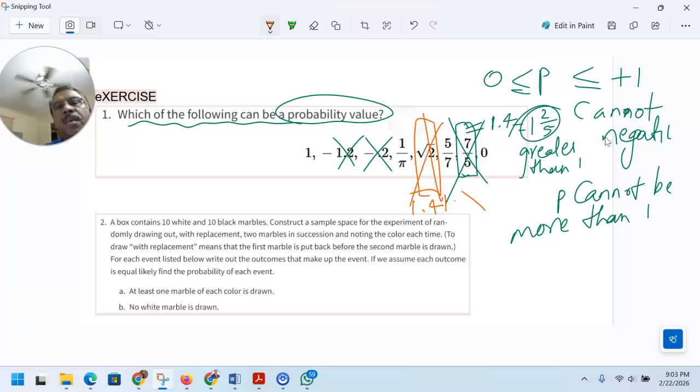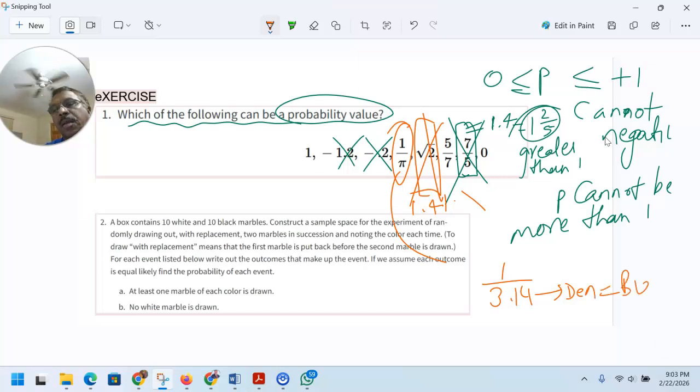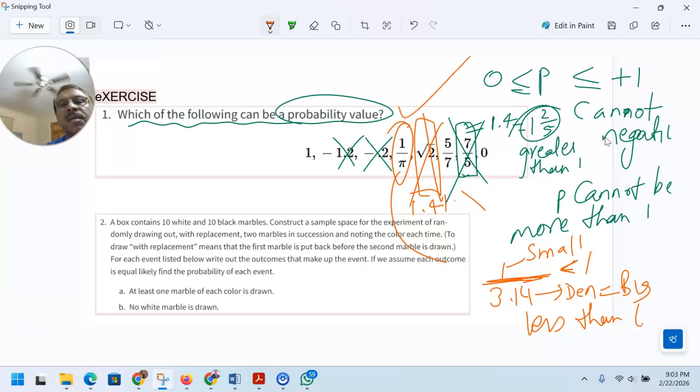What about 1 over 3.14? The denominator is big and the numerator is small. So whenever the denominator is bigger than the numerator, this will be less than 1. So this basically means less than 1, so this can be the answer. And 1 also can be, because there's an equal sign here. 0 also can be.